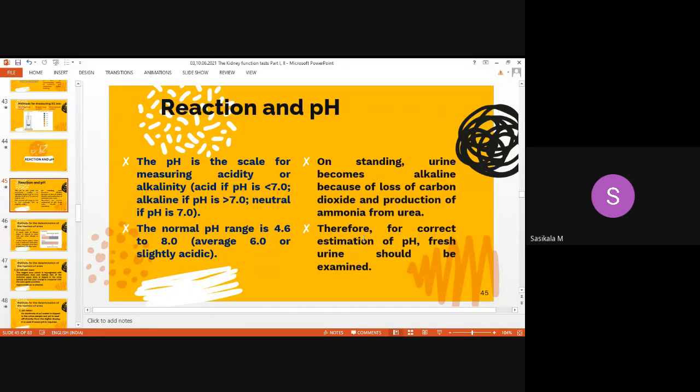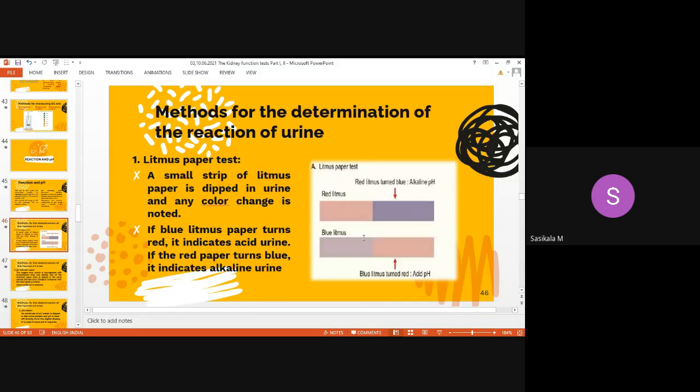So immediately after collecting the urine sample, we need to check for the pH change. Then how is the pH monitored? The methods for determination of the reaction of urine: the first one is the litmus paper test. We take a strip of litmus paper, either red litmus or blue litmus. If red turns to blue, this represents alkaline pH; where blue turns red, this represents acidic pH.